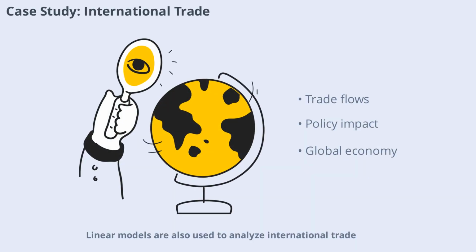Linear models are also used to analyze international trade. Economists model how factors like tariffs, exchange rates, and economic growth affect trade flows between countries. These models help policymakers design trade agreements, assess the impact of policy changes, and promote economic development. Linear modeling is a key tool for understanding the global economy.